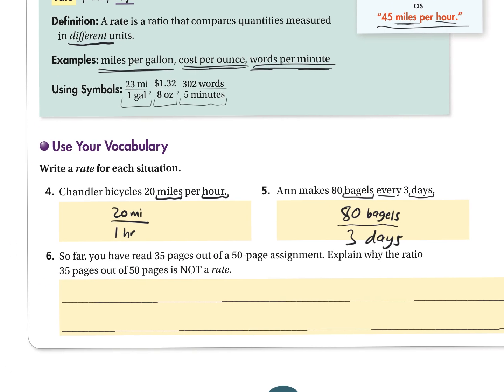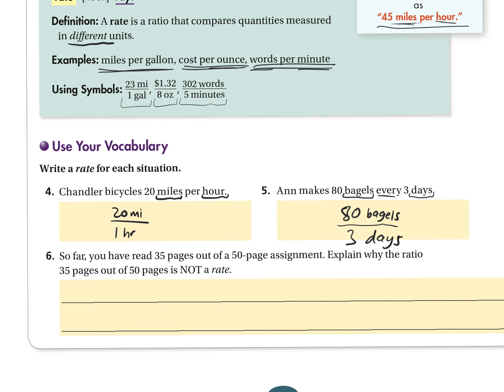All right. And this last one says, so far you've read 35 pages out of a 50-page assignment. Explain why the ratio 35 pages out of 50 pages is not a rate. All right, so I want you guys to think about this for a minute.